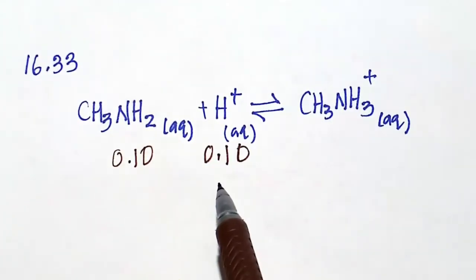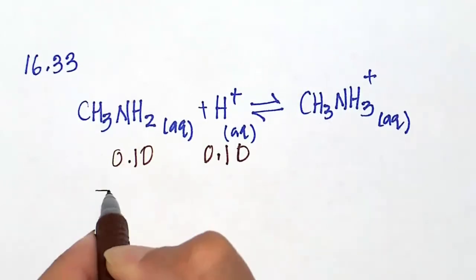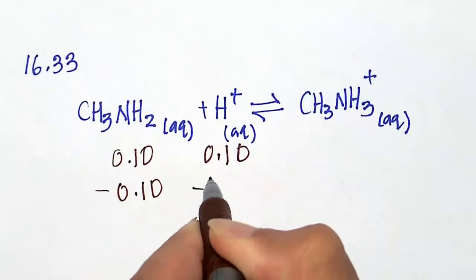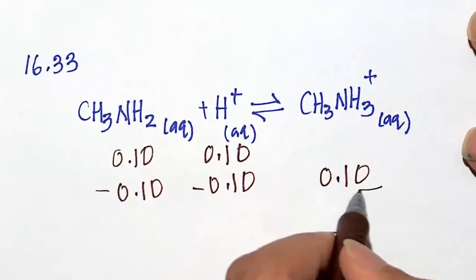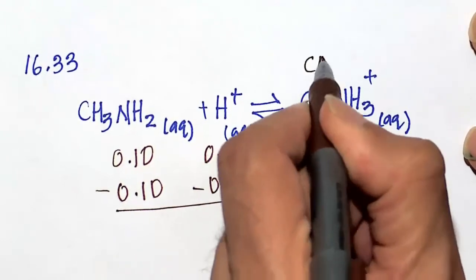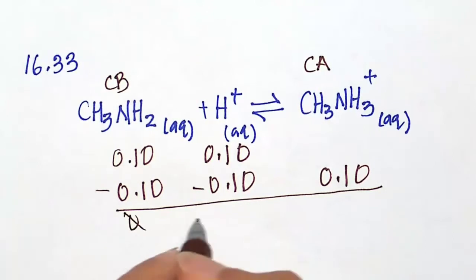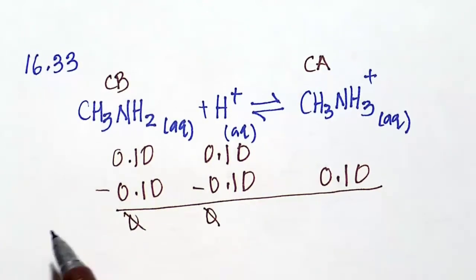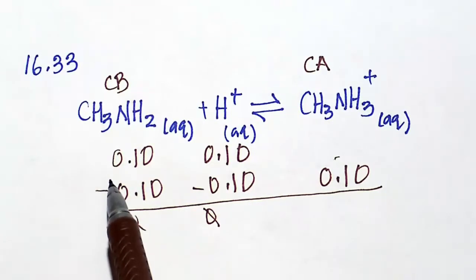Now, how much of the strong acid? Remember, HCl is a strong acid. That's key to this. It's going to be all of it, right? All of it, because HCl is a strong acid. So a strong acid will go to 100%. There we see the conjugate acid and the conjugate base. So as typical for an equivalence point type of problem, we have no reactants.